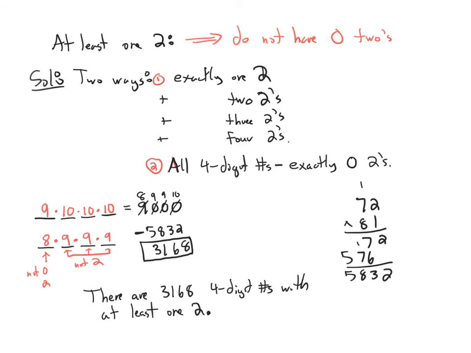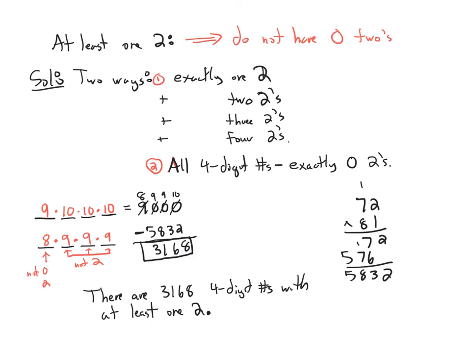So again, for this one, it's a little bit more clever because you only have to count one additional thing, is to realize that this at least 1 2 can be reworded to does not have 0 2s. And that way we just have to count one thing, exactly 0 2s, and subtract it from all numbers. Because if you're not counting the ones that have 0 2s, it must have more than 0 2s, so that means at least 1. And that's the trick for this problem.